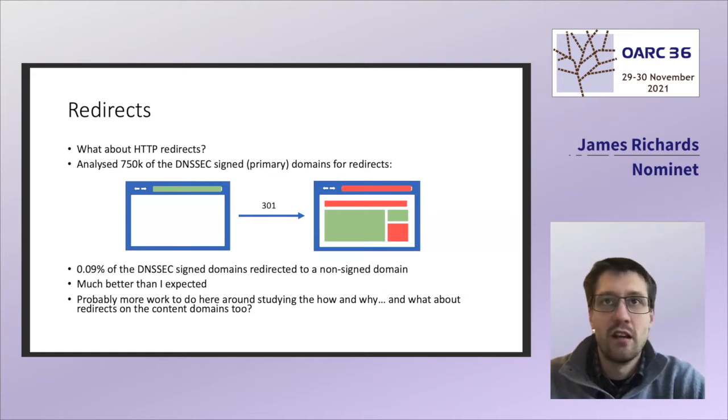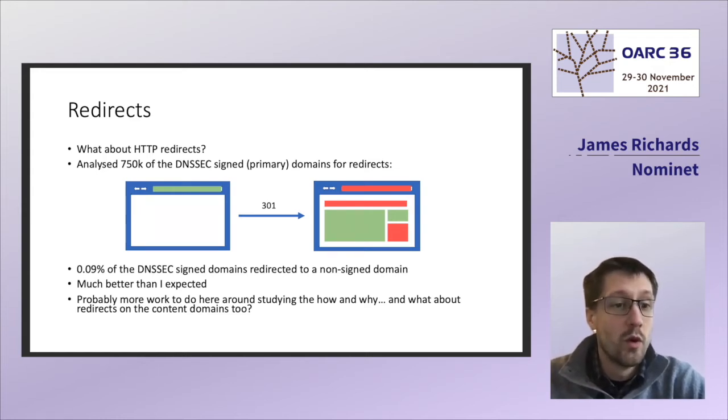I was only able to analyze 75% of the data because, to be honest, I ran out of time. I would have liked to have got to 100%, but I'm hoping 75% gives us a good idea. I found that less than 0.1% of the signed websites redirected to unsigned domains, which is much better than I expected. I don't know why I was expecting it to be worse, but I thought this might be a kind of gotcha, but it turns out not to be. It's actually quite good statistically.